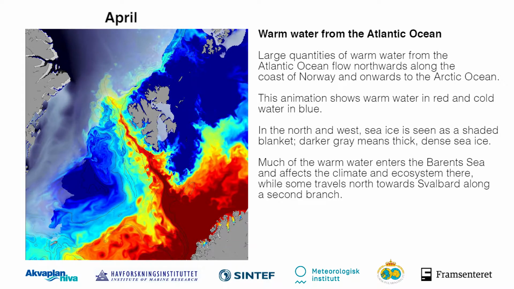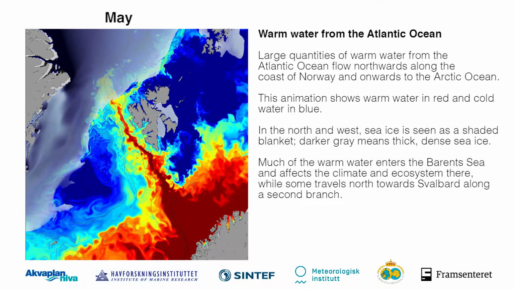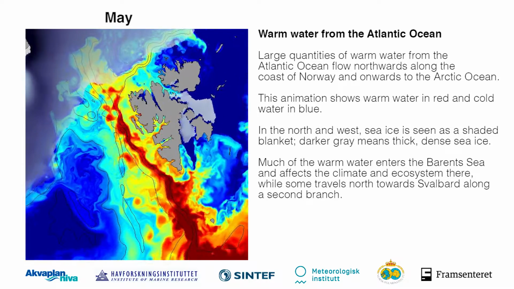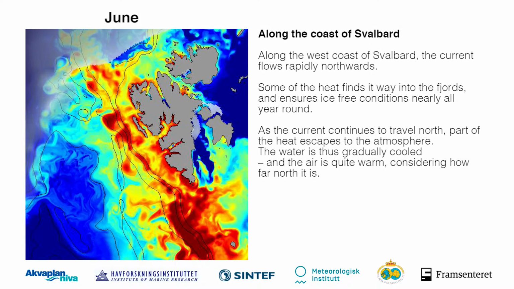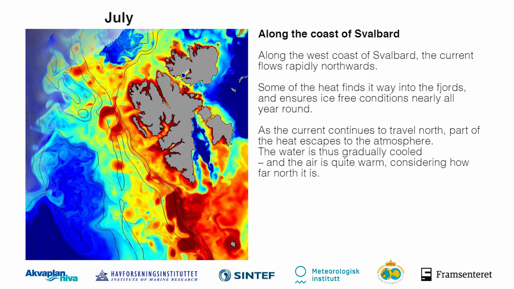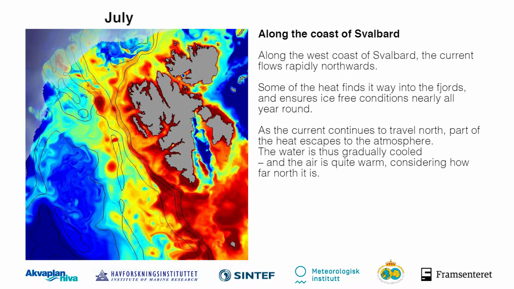Much of the warm water enters the Barents Sea and affects the climate and ecosystem there, while some travels northwards towards Svalbard along a second branch. Along the west coast of Svalbard, the current flows rapidly northwards. Some of the heat finds its way into the fjords and ensures ice-free conditions nearly all year round.